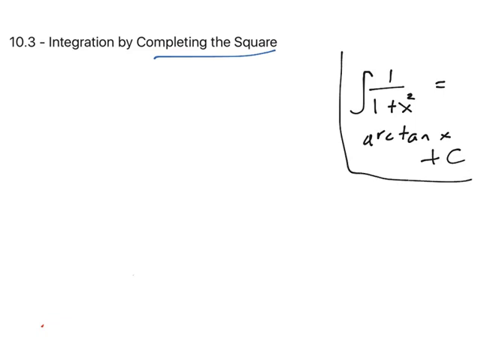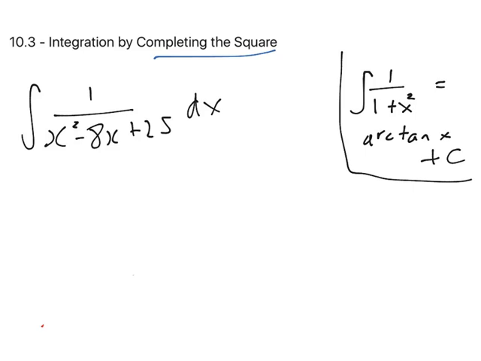Something else to review, you should know that the integral of 1 over 1 plus x squared is equal to arctan of x plus c, of course. We'll be using that fact later. Okay, so here's an example. We want to integrate 1 over x squared minus 8x plus 25 dx.